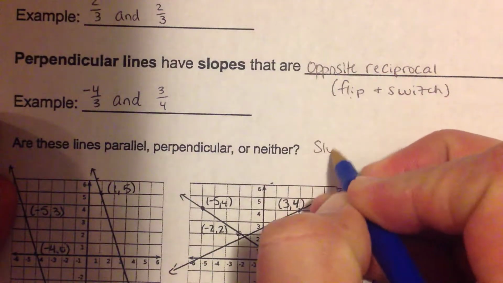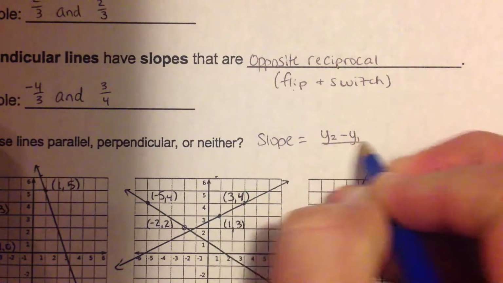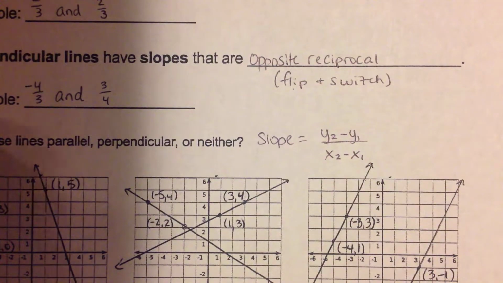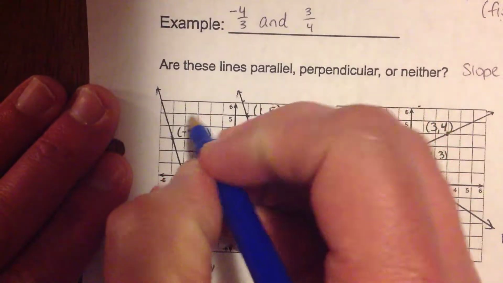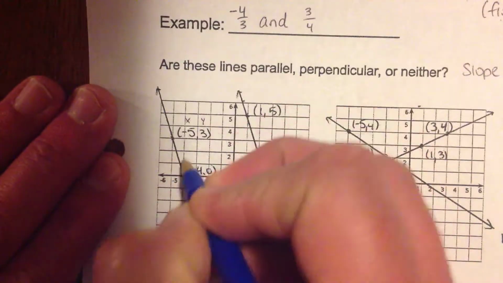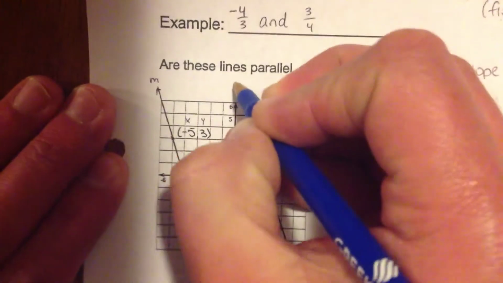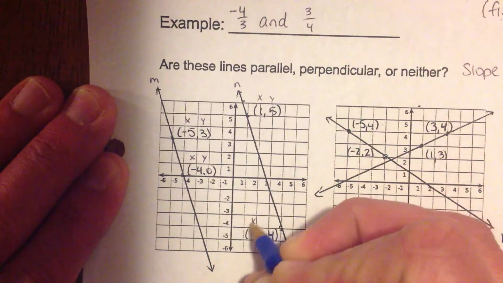So to determine if the lines are parallel, perpendicular, or neither, we need to use our slope formula. So the slope is, we subtract our y's, and we divide by the difference of our x's. So again, we have our x and y, x and y. So let's call this line M and this line N.